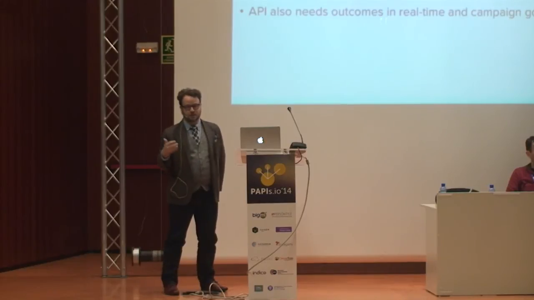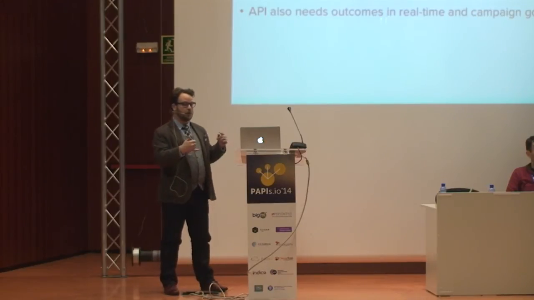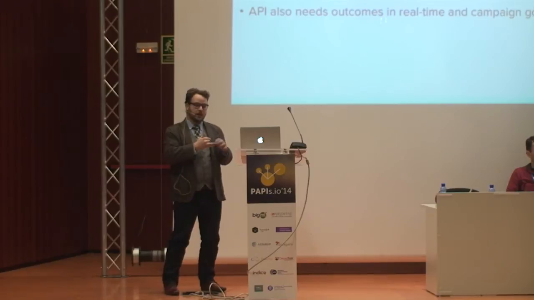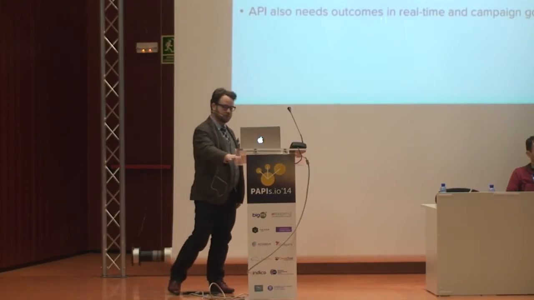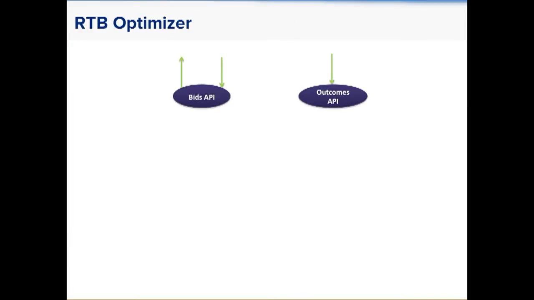And in order to do this, you also need to give the API a real-time stream of outcome information, and you need to tell it what the campaign goals are so it can do its optimization. So this is basically what I've told you about our system today. I'll be building up this diagram as my little presentation continues.